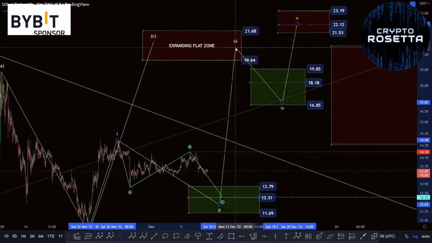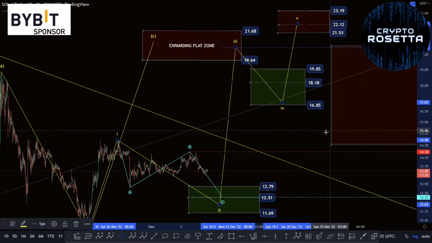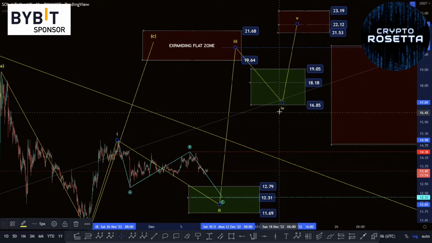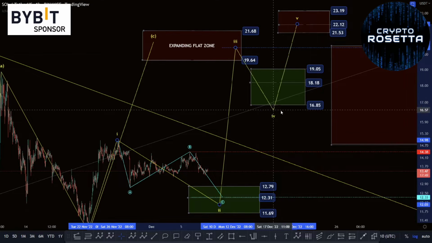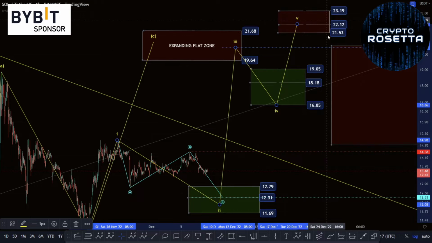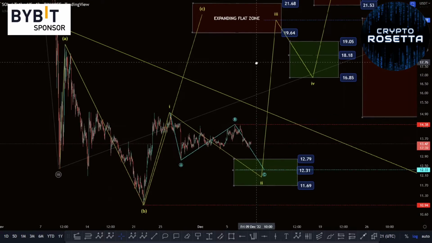Ideally, the ideal wave would come up here to this 2047 area, and then we would look for a fourth wave and a fifth wave up again. So this should find support in this zone that's indicated here between the 1685 to this 1905. That would then lead to an additional push to the upside here.